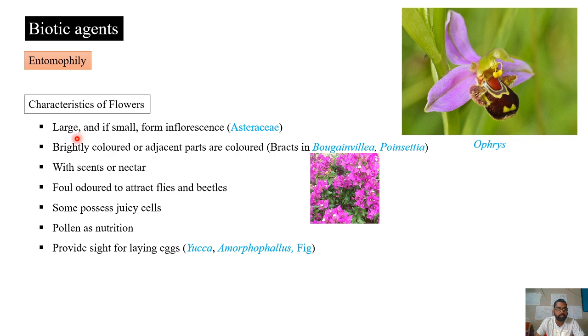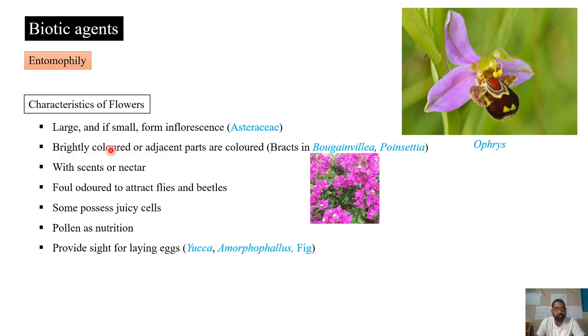So the flowers are usually larger. If they are not larger, the inflorescence will form. The inflorescence is a group of flowers. When you look at the sunflower, for example, the sunflower is actually one inflorescence. It's not a flower. You can see various florets in the sunflower. So the sunflower is able to attract the insects. So they form the inflorescence. This you can see in the Asteraceae.